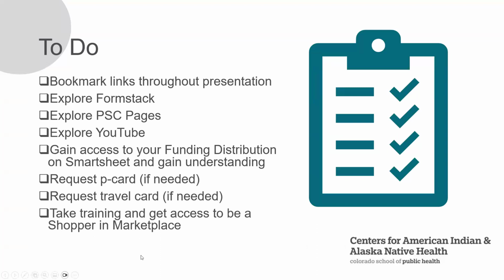So next steps, just to overview things that we've gone through in both of these trainings, and how to keep going with your administrative learning. Make sure to go through this presentation and bookmark all the different links. Explore FormStack. Just click through, pretend like you're doing things, and check how to do things. There's really a lot of information there. Explore all the PSC pages that I linked, and explore the YouTube. I mentioned a lot of the different videos and trainings that are already on there. Make sure you have access to your funding distribution on Smartsheet, and that you understand the layout of your Smartsheet and why you're divided between the projects you are. Request your P card if you need it, request your travel card if you need it, and take the training to get access to be a shopper in Marketplace.